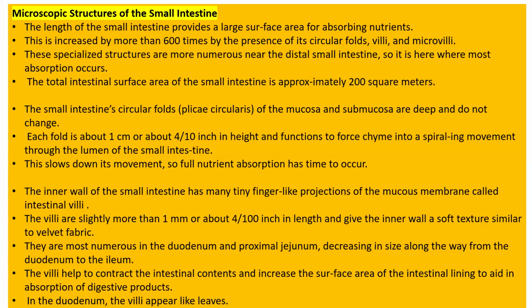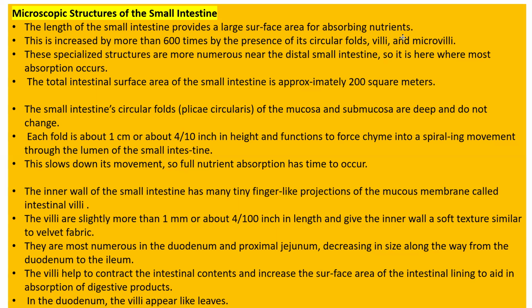The intestine's circular folds, plicae circulares of the mucosa and submucosa, are deep and do not change. Each fold is about 1 centimeter, or about 4/10 of an inch, in height and functions to force chyme to move in a spiraling movement through the lumen of the small intestine.